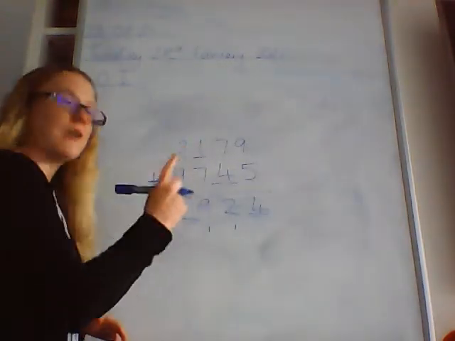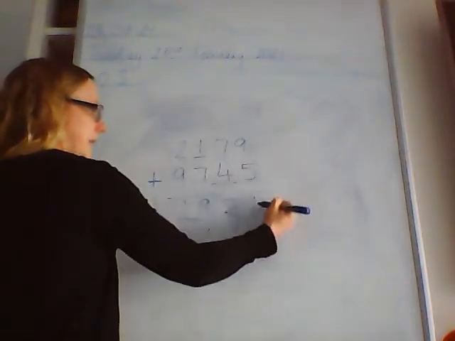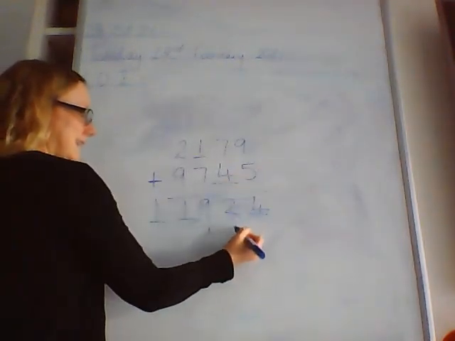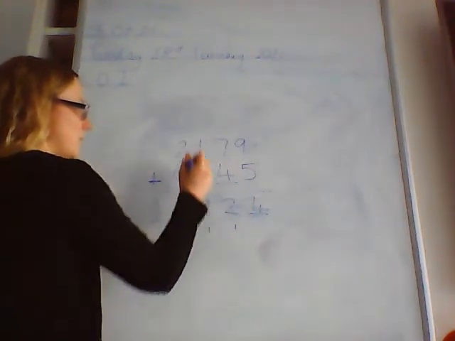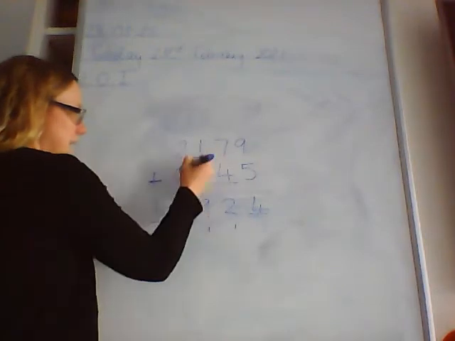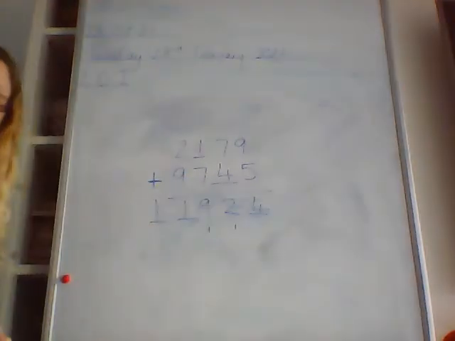And then just to make sure I've got it right, I'm going to go back over it from the start. 9 add 5 is 14. 4, carry the 1. 7 add 4 is 11. Add the 1 equals 12. 1 add 7 equals 8, plus the 1 equals 9. And 2 plus 9 equals 11.